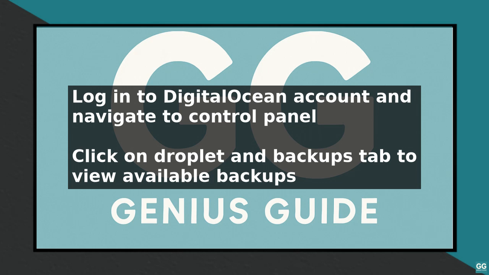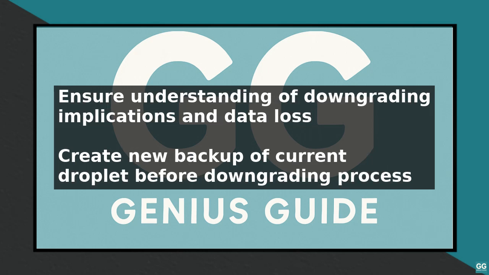To initiate the downgrade process, click on the More menu next to the desired backup and select Restore. You will be prompted to confirm that you want to restore the droplet from the selected backup. Confirm that you understand the implications and click Restore to begin the process.